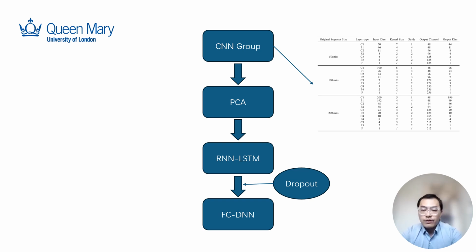After this, we have a dropout layer. We use a 0.5 dropout rate to avoid the overfitting problem. Finally, we take a fully connected deep learning neural network as our final regressor. It will produce 2 values, valence and arousal, to be the final result of our model.